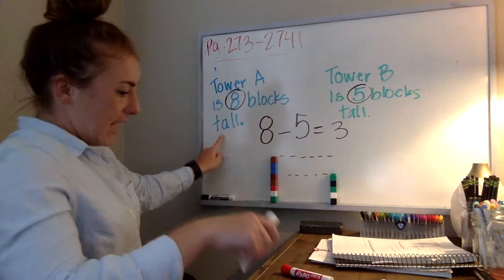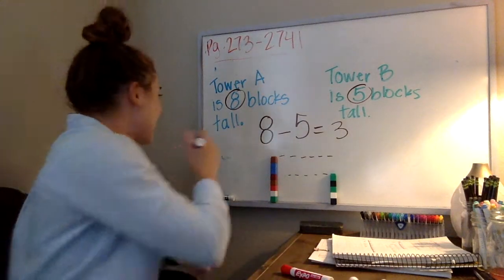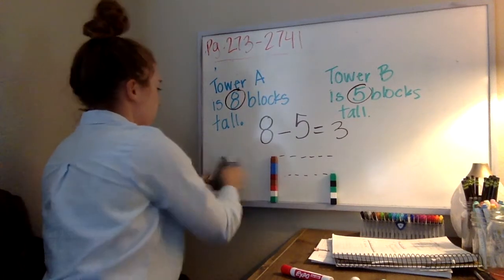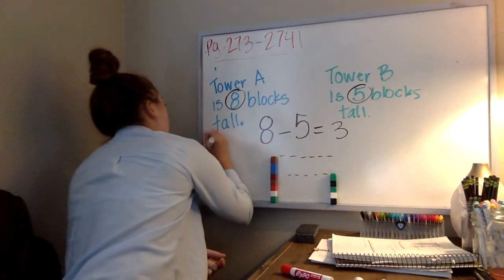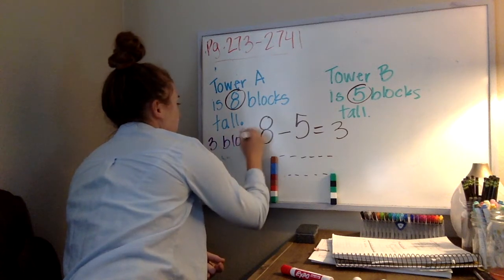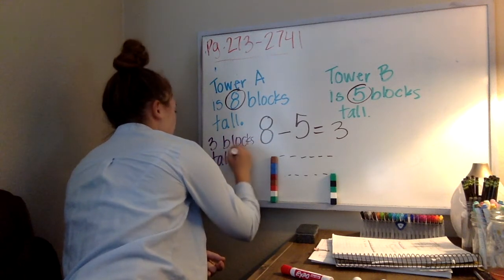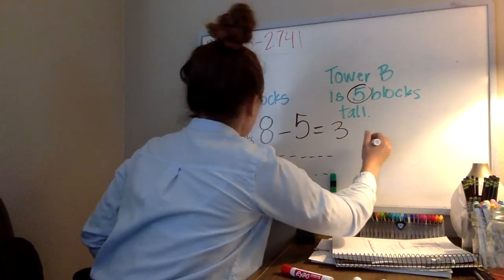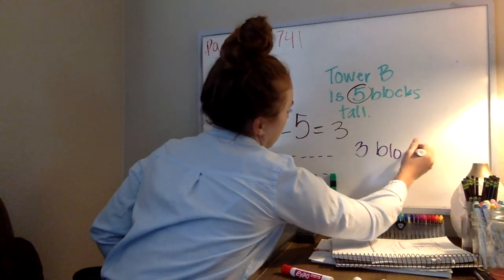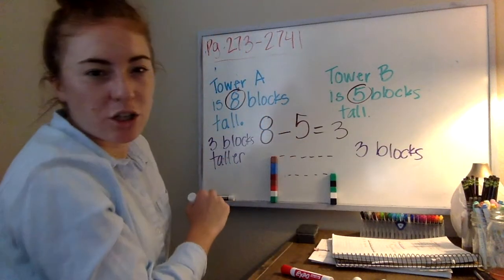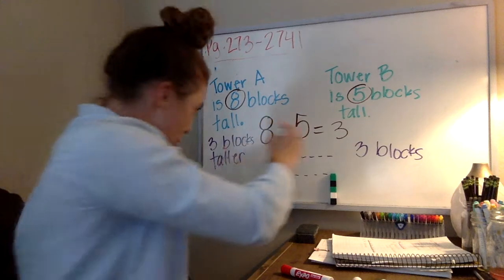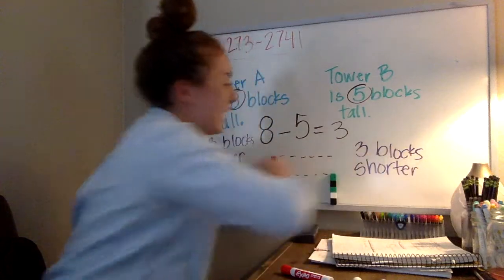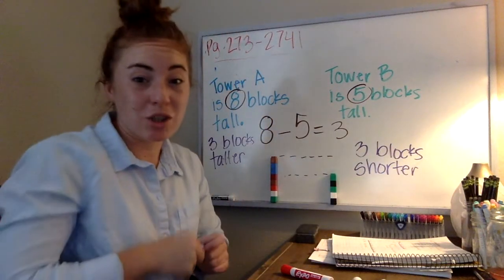So I can say here, Tower A is, I'm just going to write it like this, is 3 blocks taller. Or I can say that Tower B is 3 blocks. What word do you think? Shorter. So these are some ways that we can use words to describe these towers.